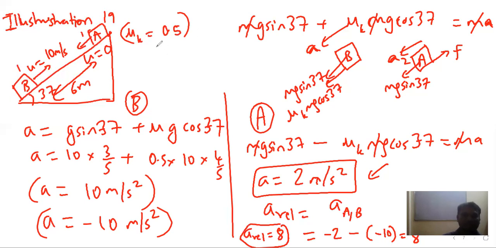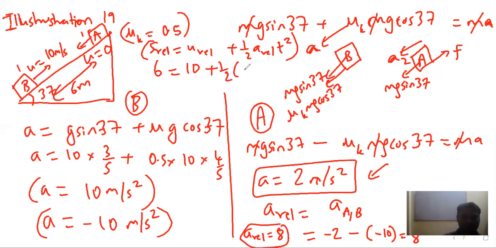Now let us use the relative kinematic equation. S relative is equal to U relative plus half A relative T square. S is UT plus half AT square. So in this case, we have to find S relative, which is 6. U relative is 10, because one block has initially 10 velocity, another is 0. It is released. So half into acceleration, which is 8, into time, which is t squared. From this I will get the value of time. Time will come out to be 1 second.